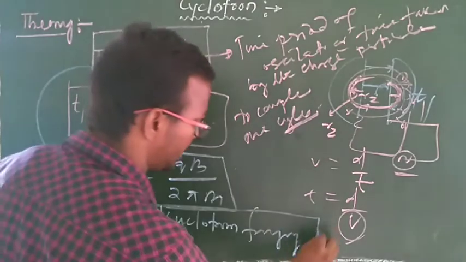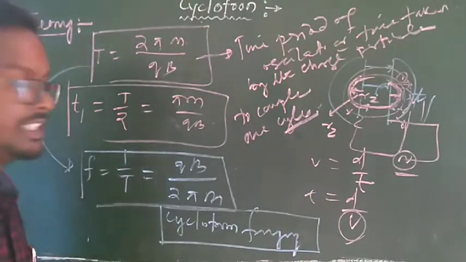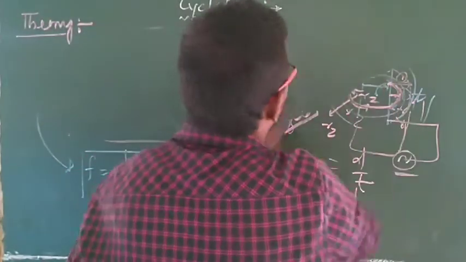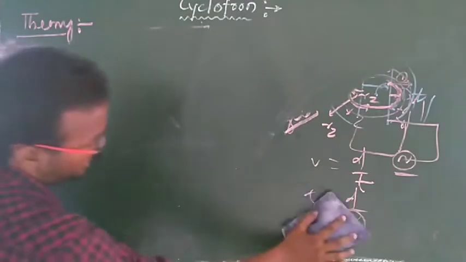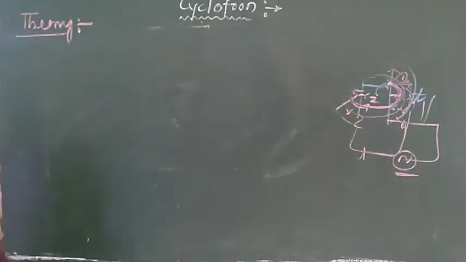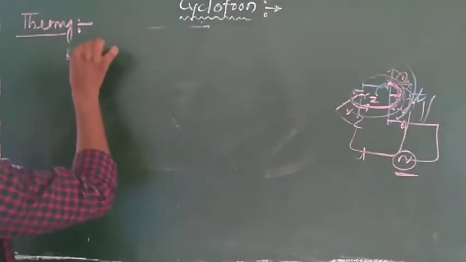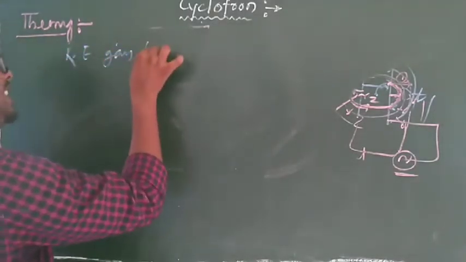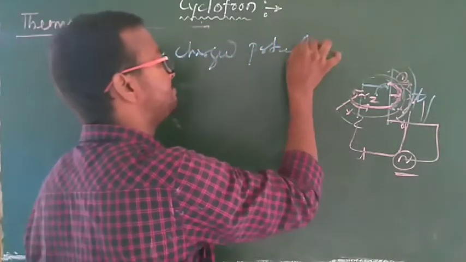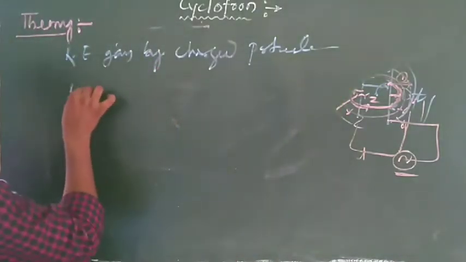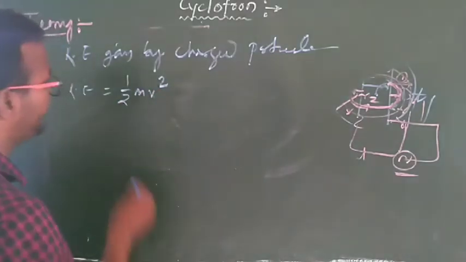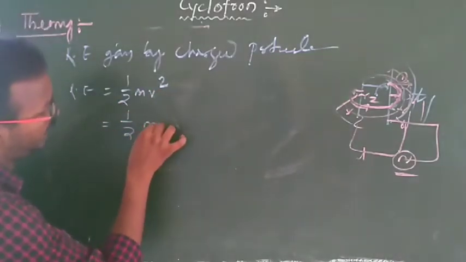This frequency is known as cyclotron frequency. Okay. Next, we will come to the kinetic energy of the charge particle, because we need a highly energetic charge particle. So the kinetic energy gained by the charge particle is equal to half m v square. What is v? It means the speed of the charge particle.